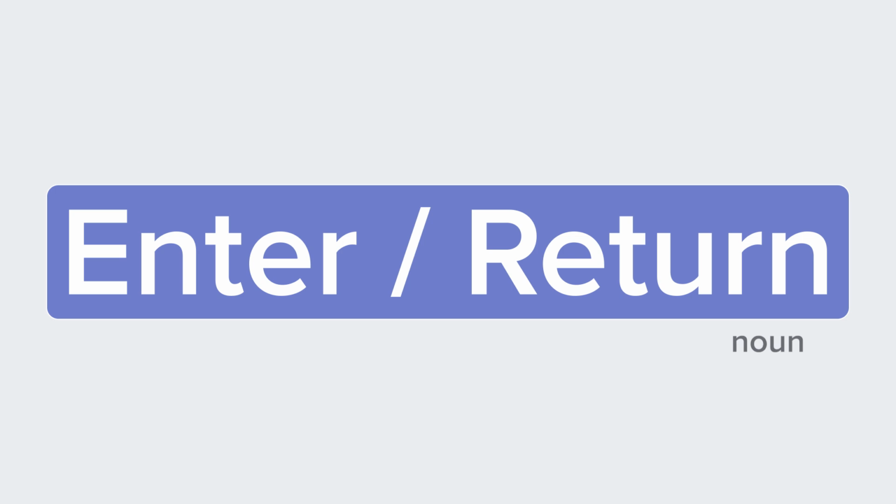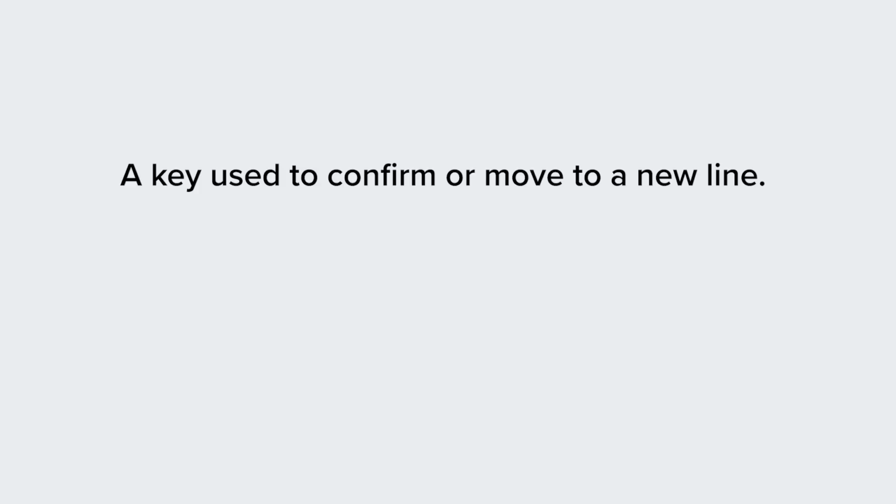This video explains what the Enter or Return key is. In simple terms, the Enter or Return key is a key on the keyboard used to confirm an action or move to a new line when typing. The Enter key exists because you need a way to confirm actions and continue writing. It allows you to submit information or move the cursor to a new line in a document.